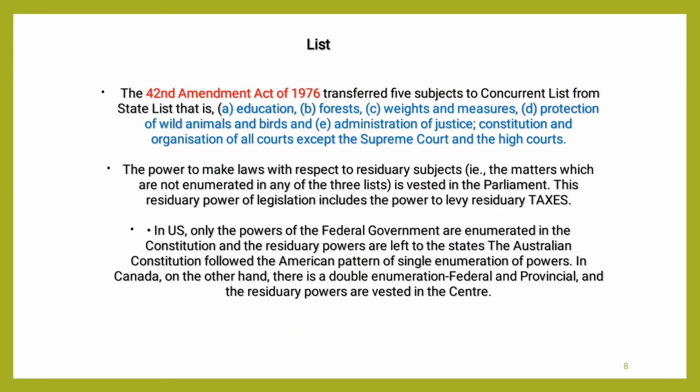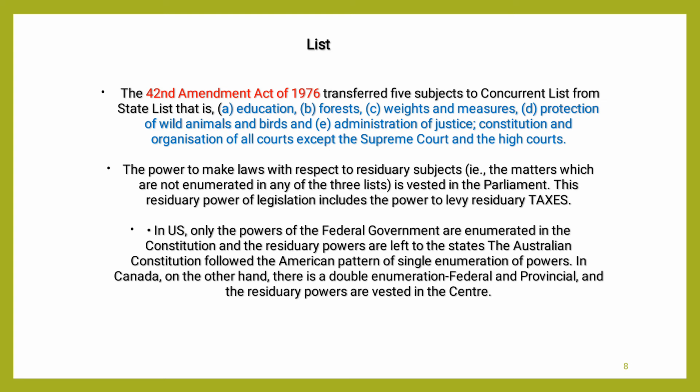So those subjects that have been removed from the state list and added to the concurrent list are education, forest, weights and measures, protection of wild animals and birds, administration of justice, constitution and organization of all courts except the Supreme and High Courts.